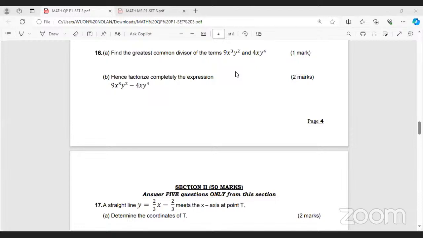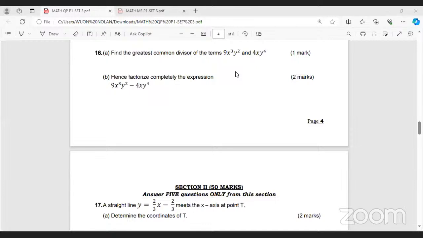Check on my camera. I have a square book. So our term there is xy squared. Now, question 16b. Hence, factorize completely the expression. We've been asked to factorize completely 9x cubed y squared minus 4xy to the power 4.